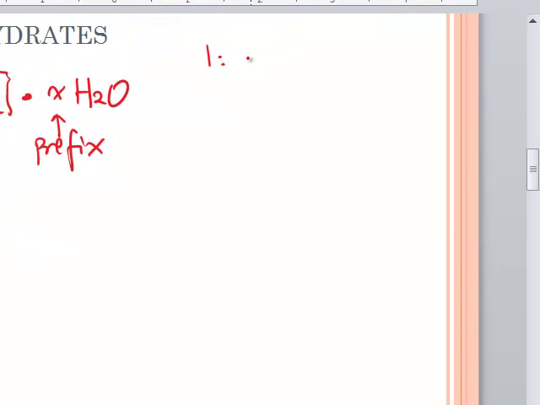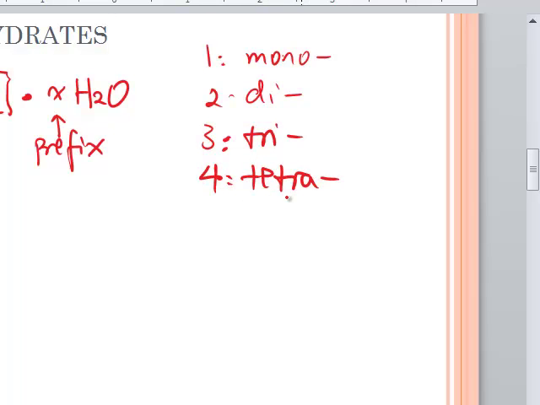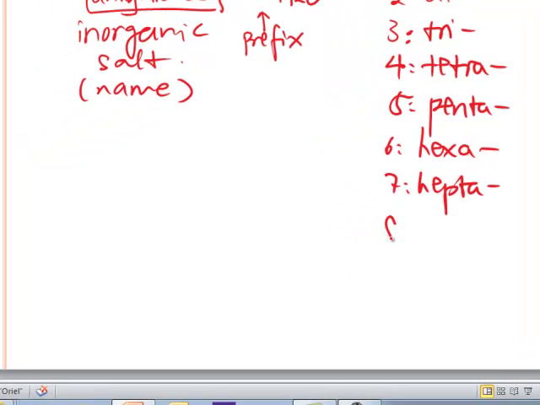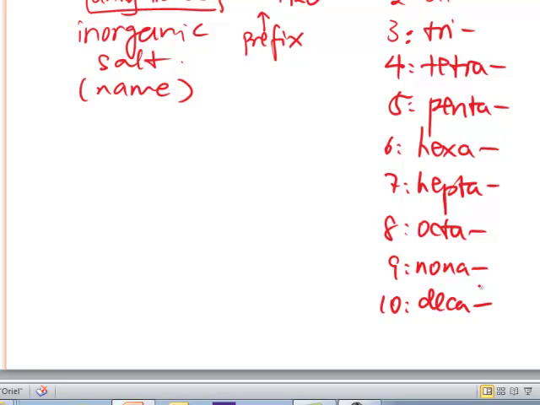If it's one water molecule, that will be mono, 2 will be di, 3 will be tri, 4 will be tetra, 5 will be penta, 6 will be hexa, 7 will be hepta, 8 will be octa, 9 will be nona, 10 will be deca. And actually the list goes on, but generally we stop at 10 for those common hydrates.